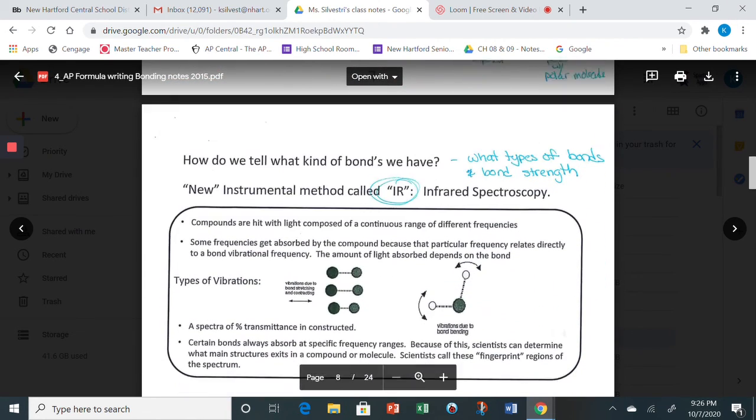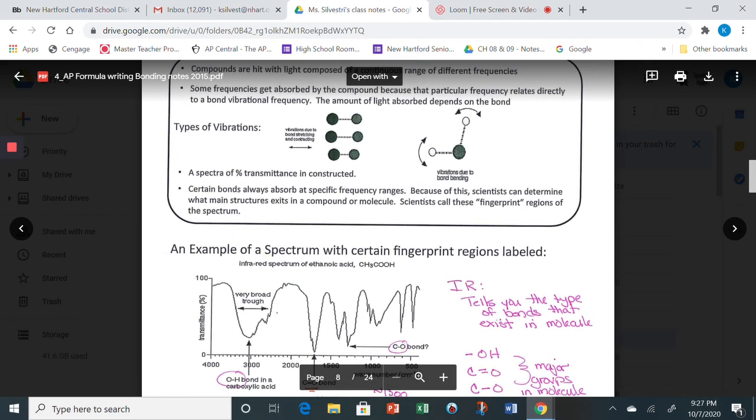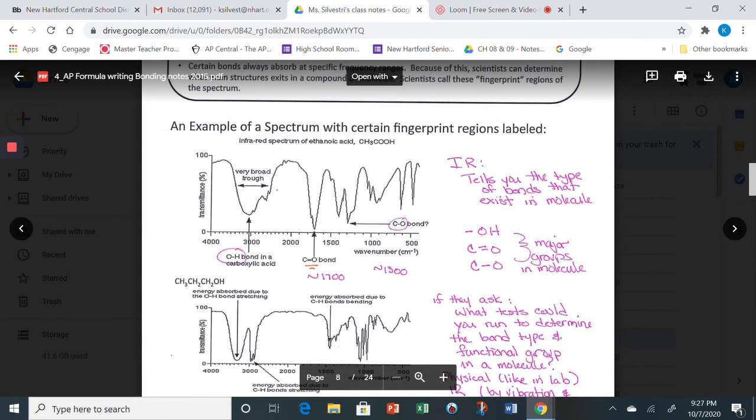Now, we have an analytical technique like PES, like your ultraviolet spectroscopy, UV-vis spec. We have a new one now. And this is called infrared, using the wavelengths in the infrared region of our electromagnetic spectrum. It hits the molecules with all this broad wavelength. And it is a stream.